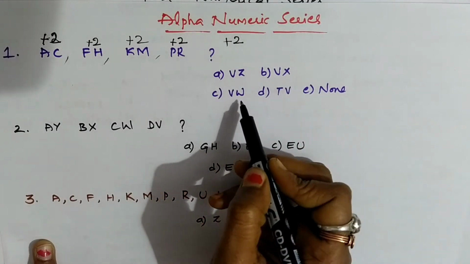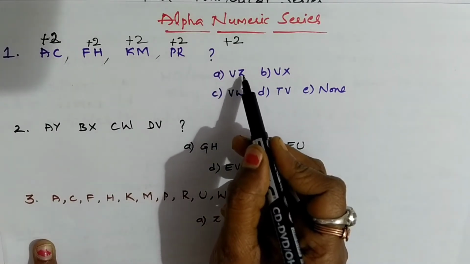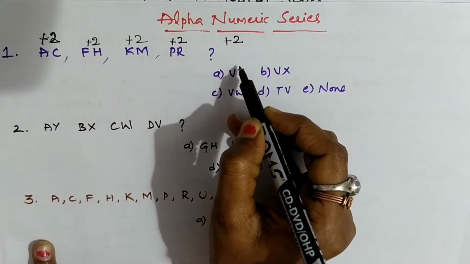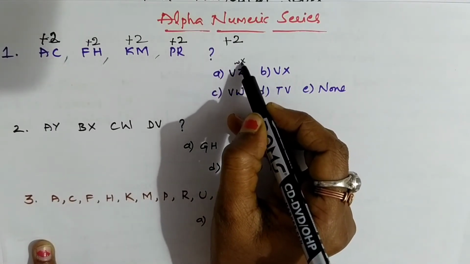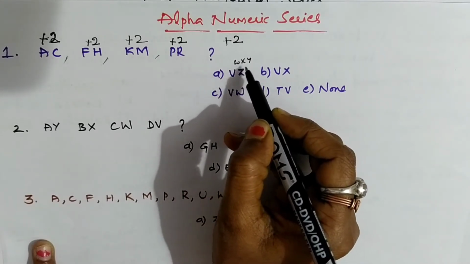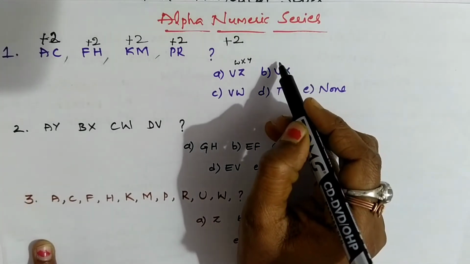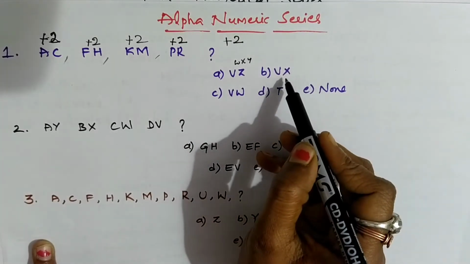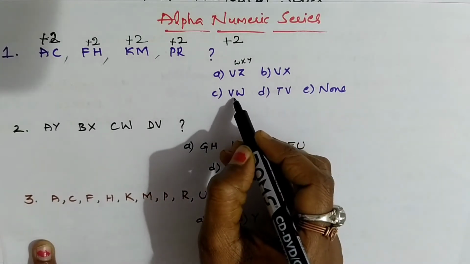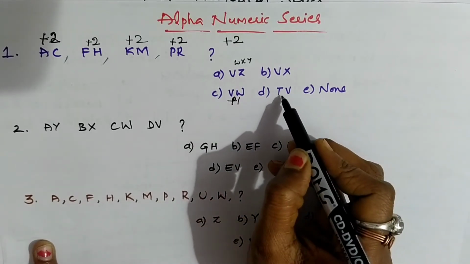We should find +2 difference here. V and Z: W, X, Y, 3 letters are there, so the difference is +4. Here V and X, here the difference is minus, in the backward direction. VW is +1. Here TUV.